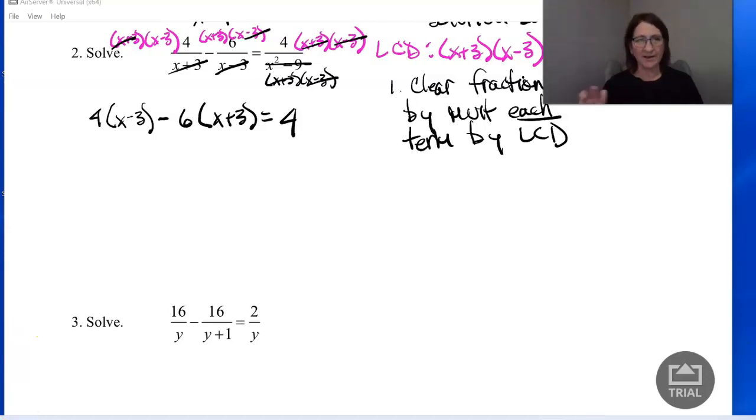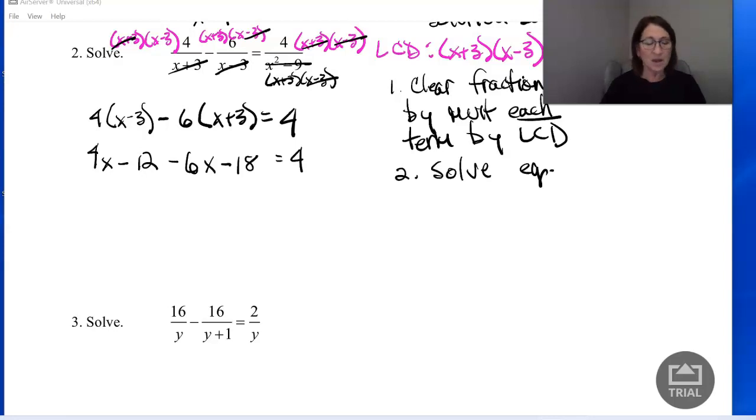So now we're going to go ahead and we're just going to distribute that 4. So that's going to give us 4x minus 12 minus 6x minus 18 is equal to 4. So all we're going to do at this point is solve our equation. So we're going to combine on the left side, combine our like terms. And so we get negative 2x minus 30 equals 4.